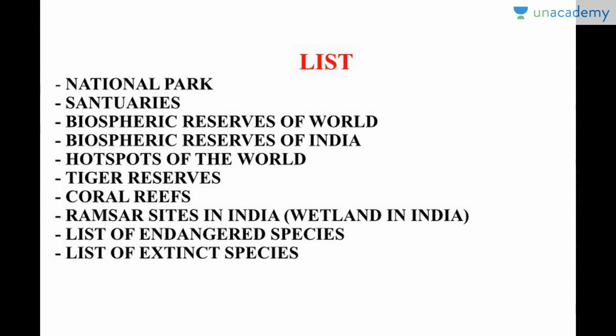You should prepare a lot of lists from environmental ecology: the list of national parks, sanctuaries, biospheric reserves of the world, biospheric reserves of India, hotspots of the world, tiger reserves, even coral reefs, even Ramsar sites, even the list of endangered species and the list of extinct species. This is a detailed analysis of all the various units you should prepare. And definitely, friends, even last year 22 questions came in your examination from environmental ecology. Even the geography teacher also claimed many questions came from their own area. It's okay, but you concentrate on this environmental ecology. 20% of questions will definitely come again in your paper.